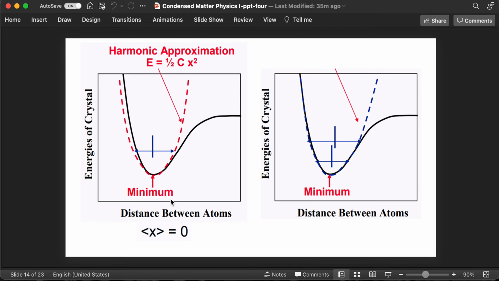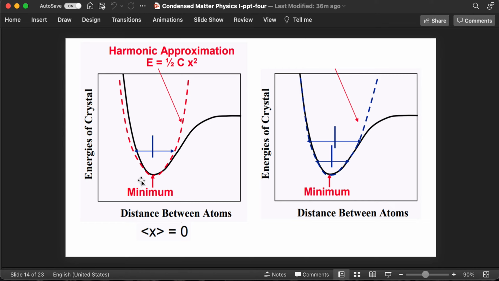Now, we had seen in the video on cohesive energies and so on, you have a Lennard-Jones potential, which is represented by the black line here. You have a strong repulsive component and an attractive component which combine to form this kind of a potential.